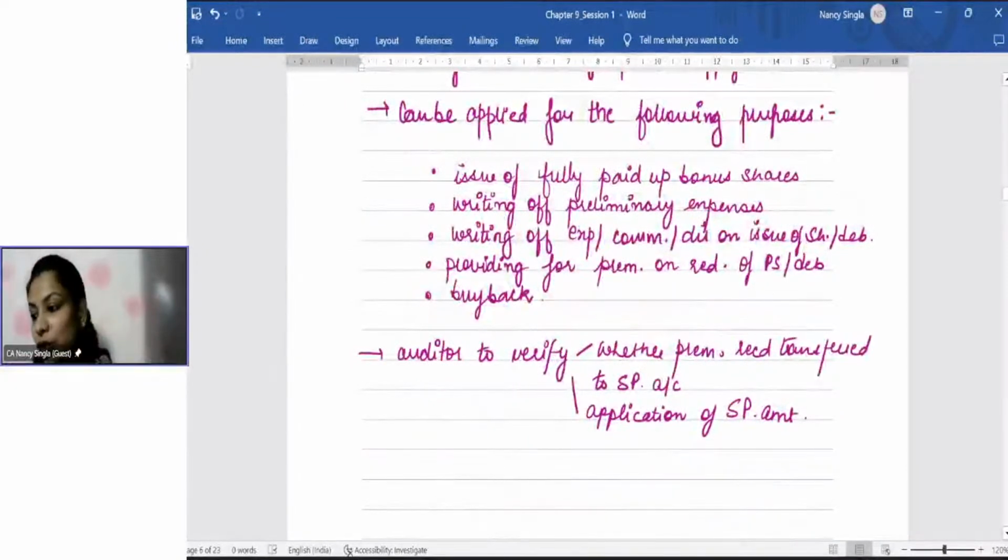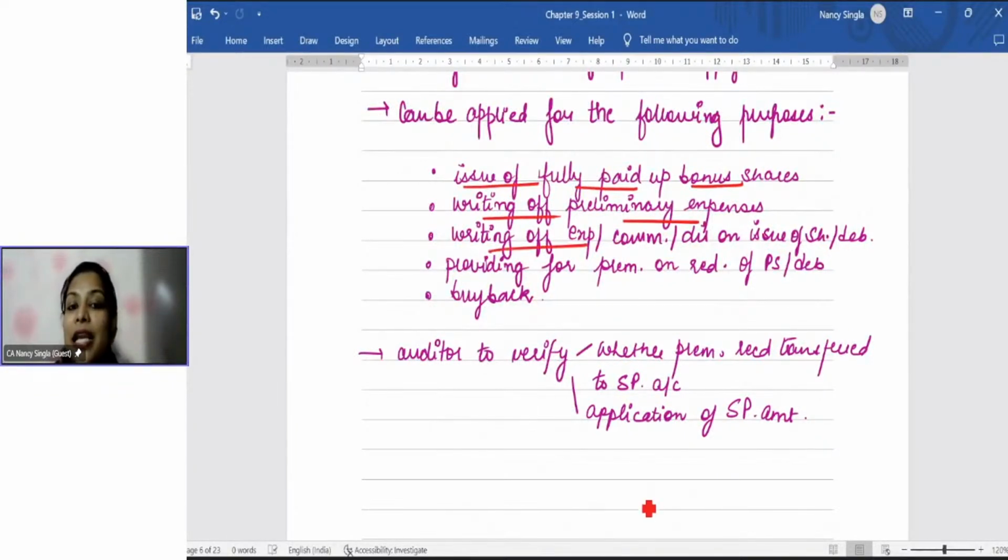So what are all those purposes? The securities premium amount can be utilized for issue of fully paid up bonus shares, in writing off the preliminary expenses, in writing off expenses, commission or discount on issue of shares or debentures, in providing for premium on redemption of preference shares and debentures, and for the buyback in terms of section 68 of the Companies Act.